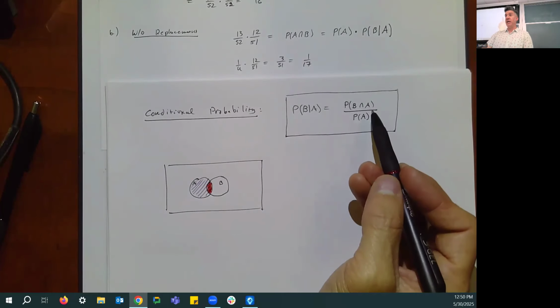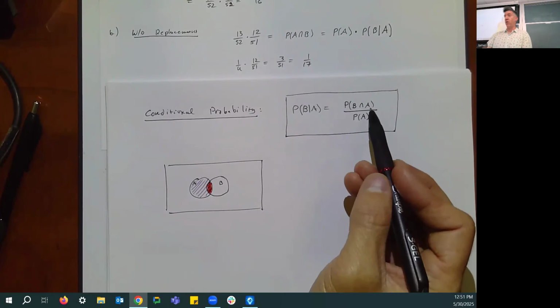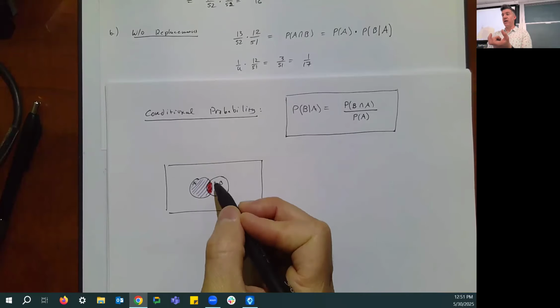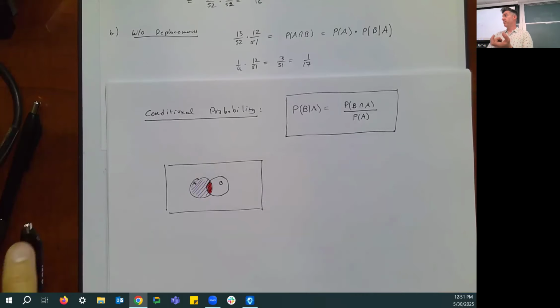It's the probability of the intersection, B intersect A or A intersect B. It's the same either way you write it, divided by the probability that you're in A in the first place. That's it. That's the whole deal. Now, there's other ways of writing this formula.